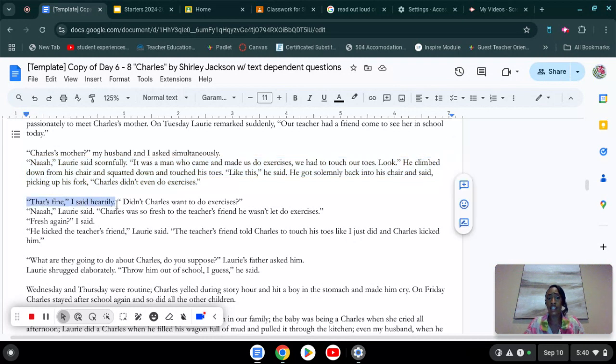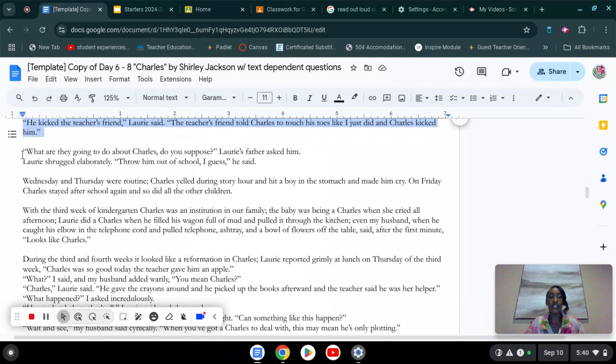"That's fine," I said heartily. "Didn't Charles want to do exercises?" "Nah," Lori said. "Charles was so fresh to the teacher's friend, he wasn't let to do exercises." "Fresh again," I said. "He kicked the teacher's friend," Lori said. "The teacher's friend told Charles to touch his toes like I just did, and Charles kicked him."